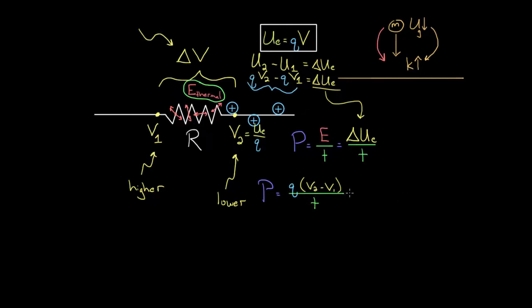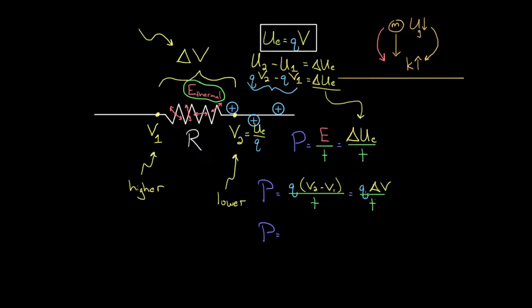So I could rewrite this. I could just say that this is Q times delta V, the voltage across that resistor, divided by the time it took for the charge to pass through that resistor. And now something magical happens. Check this out. So we got power equals charge that passed through the resistor divided by the time that it took for that charge to pass through the resistor, but charge per time is just the definition of current. So we get this beautiful formula.